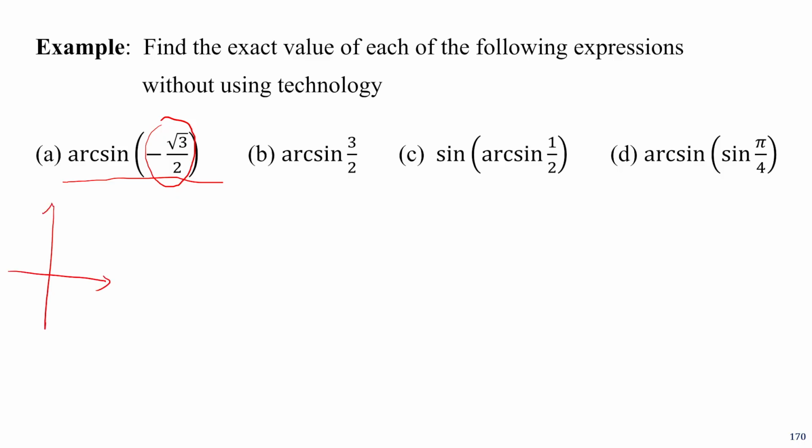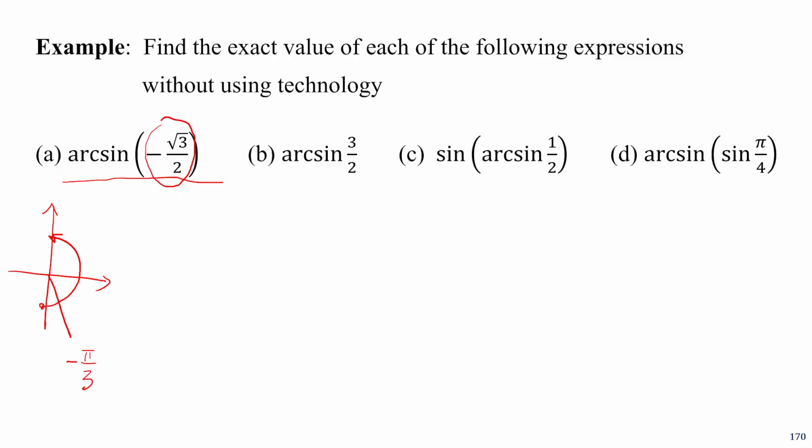So this is an angle between negative half pi and positive half pi such that sine of that angle equals negative square root 3 over 2. So we know that angle must be somewhere here, right? And specifically that angle should be negative third pi. Can you see that?